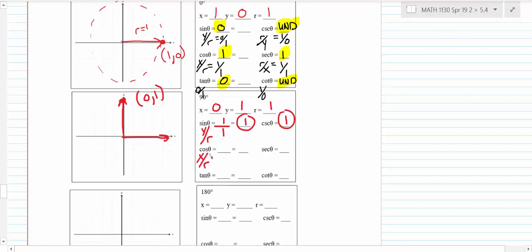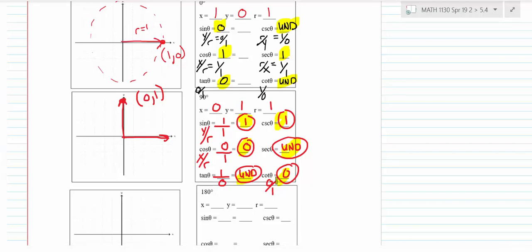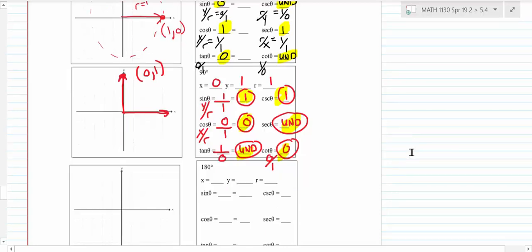Cosine's x over r, so that would be 0 over 1, which is 0. The reciprocal of 0 is undefined, so the secant's undefined. Tangent is y over x, so y is 1, x is 0, so that would be undefined. Cotangent is x over y, so that's 0 over 1, which is equal to 0. And you'll start seeing a pattern on this. You'll have 2 1s, 2 0s, and 2 undefineds if you're on a quadrantal angle, although sometimes the 1s can be negative.